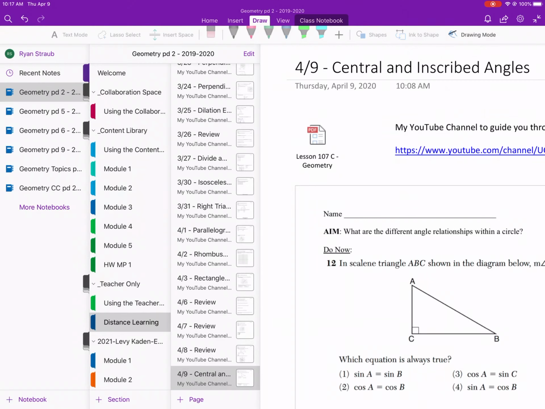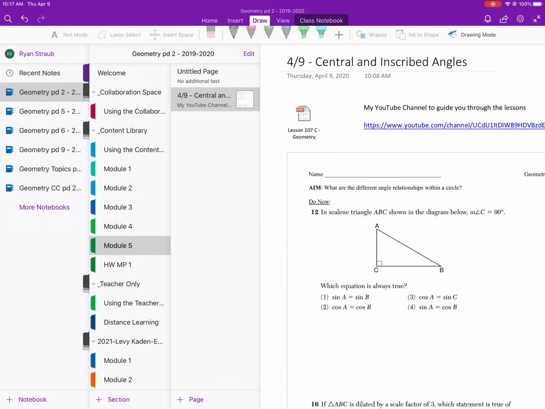Good morning, guys. Welcome to today's lesson, April 9th, Central and Inscribed Angles. Please make sure you're in Module 5. That's where our lessons will be from here until the end of the year, most likely. We're not going to be working with Module 4 at this point.